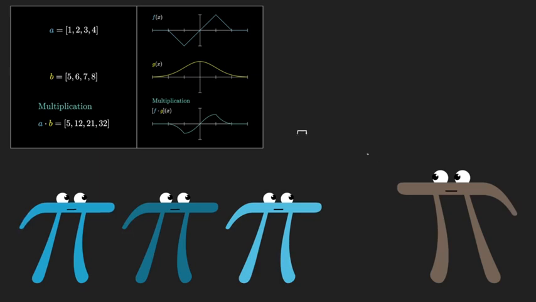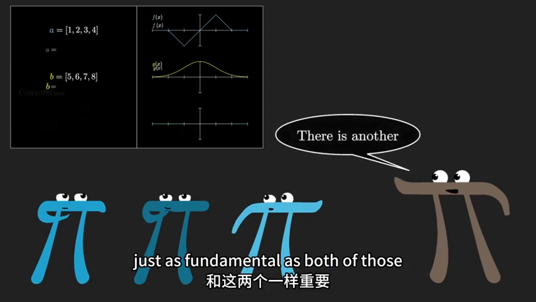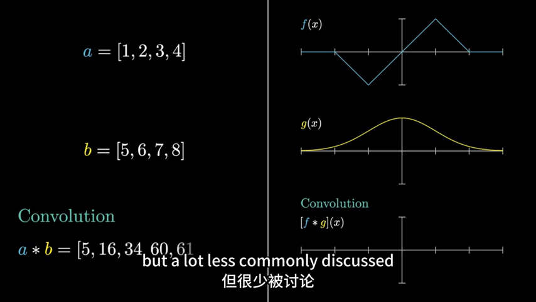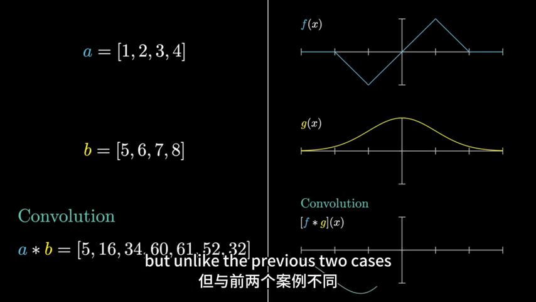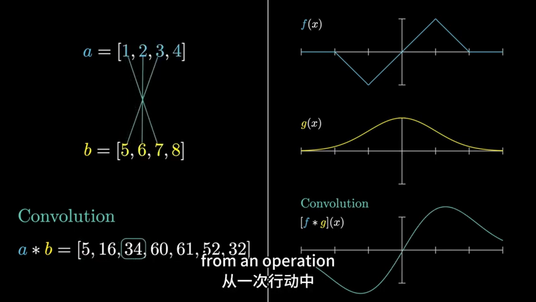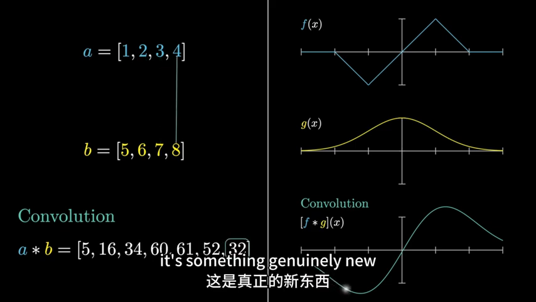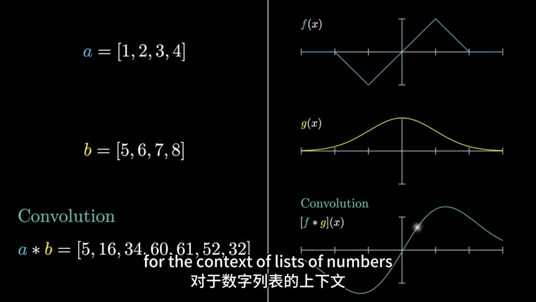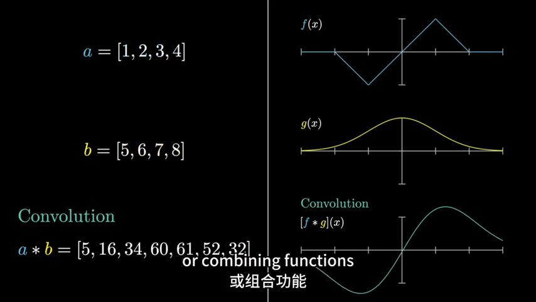In a similar vein, you could also multiply the two lists term by term and do the same thing with the functions. But there's another kind of combination just as fundamental as both of those, but a lot less commonly discussed, known as a convolution. But unlike the previous two cases, it's not something that's merely inherited from an operation you can do to numbers. It's something genuinely new for the context of lists of numbers or combining functions.